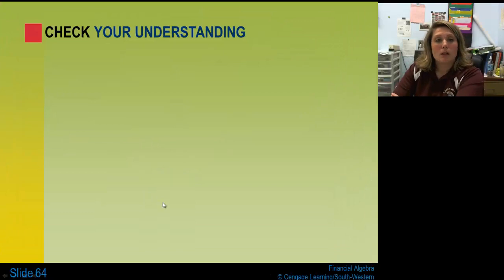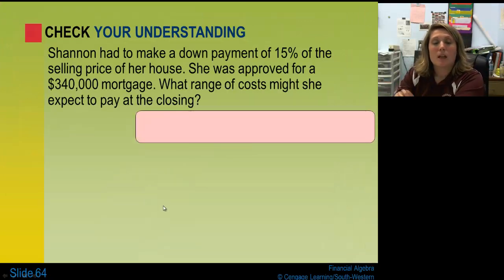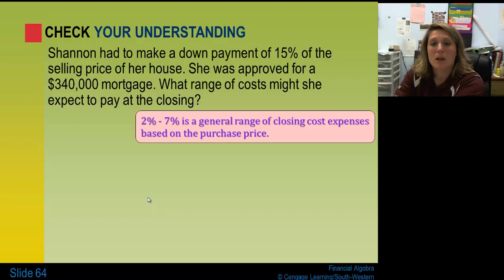Check your understanding. Shannon had to make a down payment of 15% of the selling price of her house. She was approved for a $340,000 mortgage. What range of cost might she expect to pay at the closing? Well, again, anywhere from 2 to 7%.